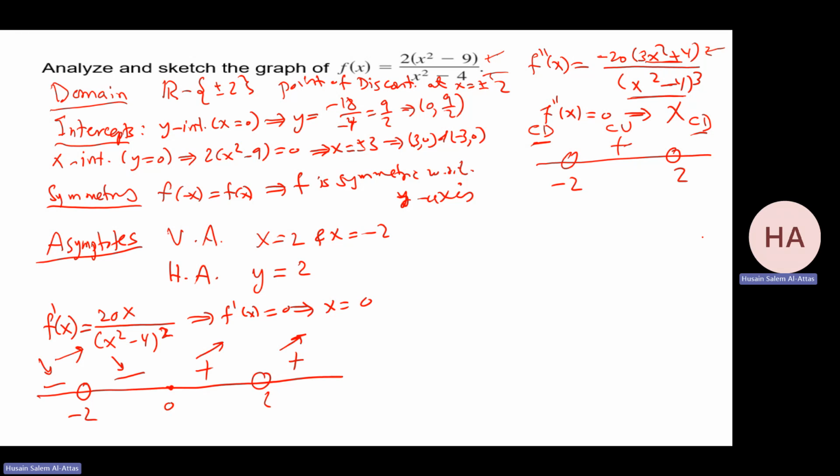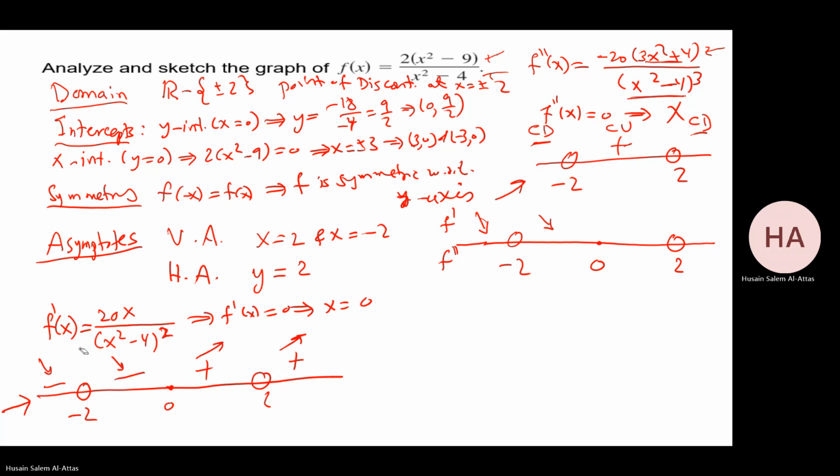Then to graph the function, I'll try to put all of these in one place. So I'll put f prime here and f double prime here. So I have minus 2 and 0 and 2. For f prime, it's decreasing, decreasing, and increasing, increasing. For f double prime, this is concave down, this is concave up, this is concave up, this is concave down.